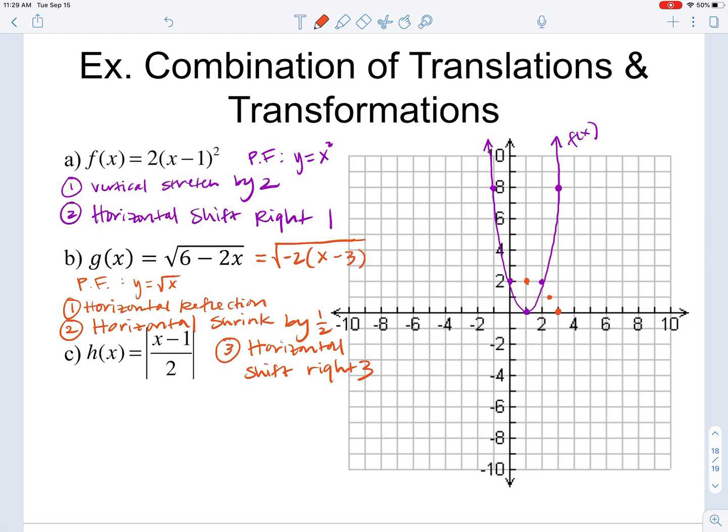I'm just going to do that last point from the parent function that I know would fit in this graph. So 9, 3, horizontal reflection lands me at -9, 3. Horizontal shrink by 1/2 would land me at -4.5, 3. And then right 3, 1, 2, 3 would land me at -1.5, 3.